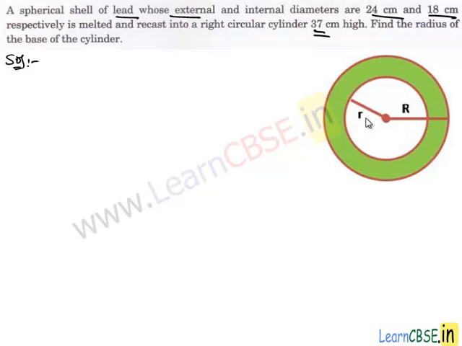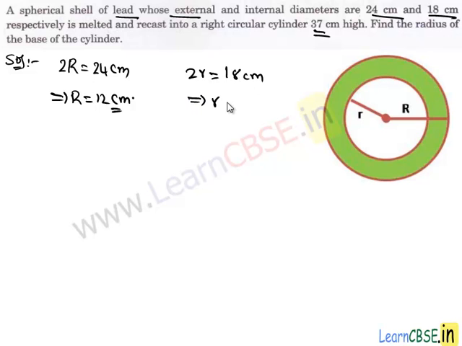Here we have a spherical shell of external radius capital R and internal radius small r, and we are given external diameter, which is 2 times capital R, and it is equal to 24 centimeters. We get the radius of external shell, which is 12 centimeters. Similarly, diameter of internal shell is 18 centimeters. We get the radius of internal shell, which is 9 centimeters.